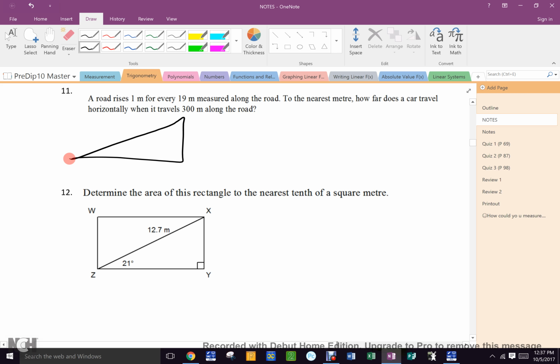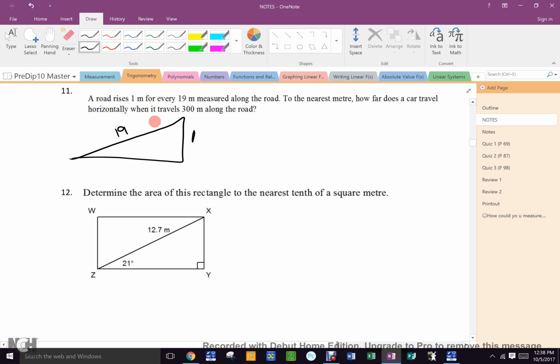A road rises 1 meter. Where's the rise? Rise 1. Where's the 19? It would be the hypotenuse. Because that's where the road is. You cannot mine through a mountain and then build an elevator. That's where the road is. This question is always drawn poorly.